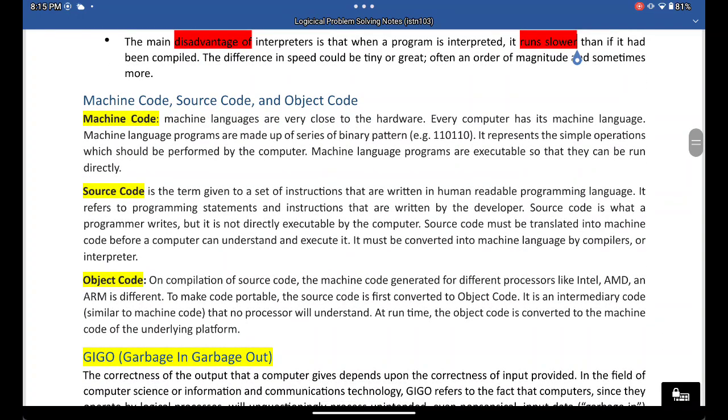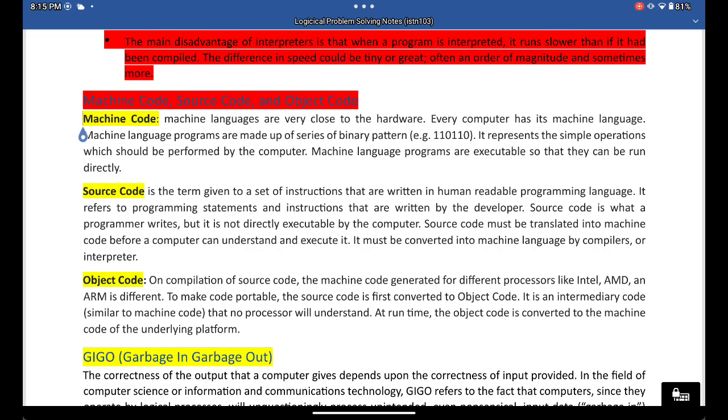There are three kinds of code: machine code, source code, and object code. Machine code is the easiest. Machine code is the actual code your computer understands. Source code is the code you write. That's the code you write using Java or any programming language. All the code you write for a program, that's the source code.